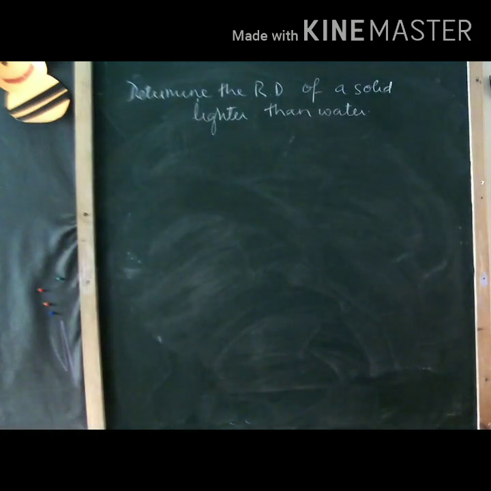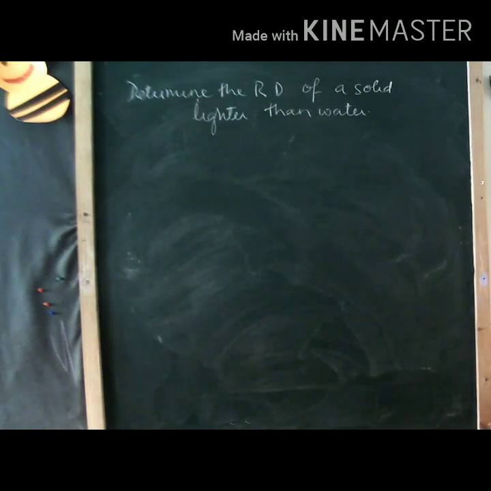Now see, those solids which are lighter than water will not go inside the water. So it will become very difficult to find their weight in water. So what we do is, for these solids, we tie them to something heavier which will force the solid to go inside the water. That something heavier which we use, we call a sinker.